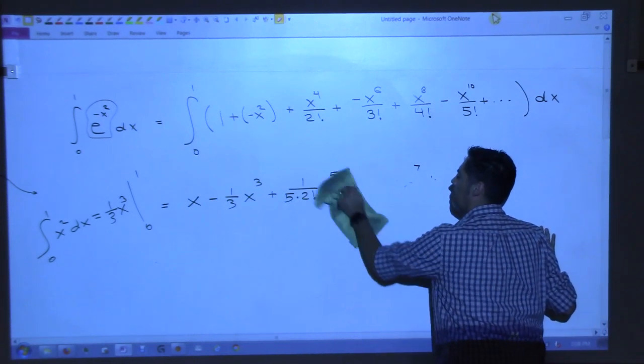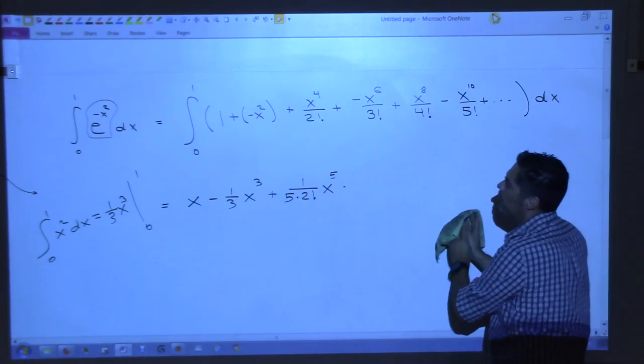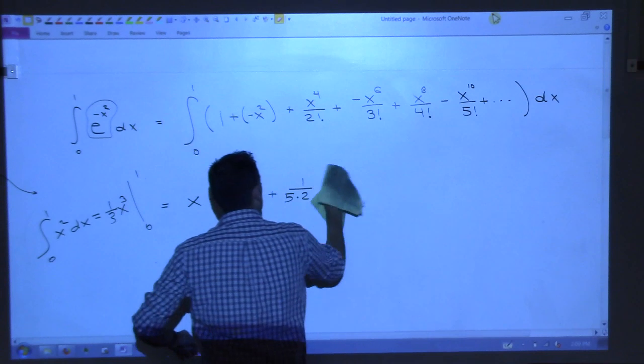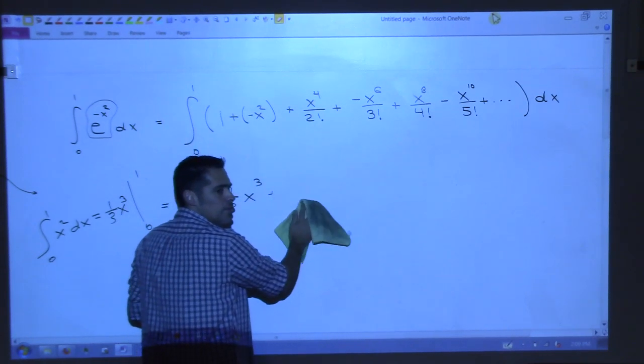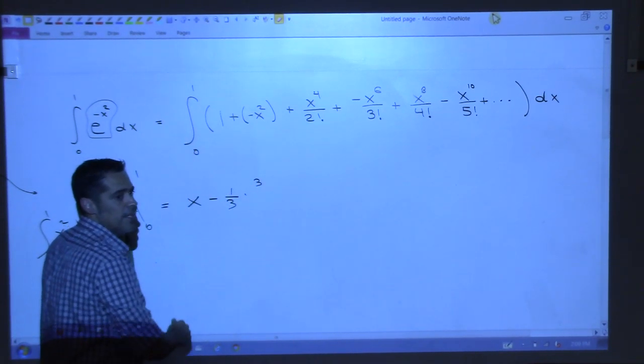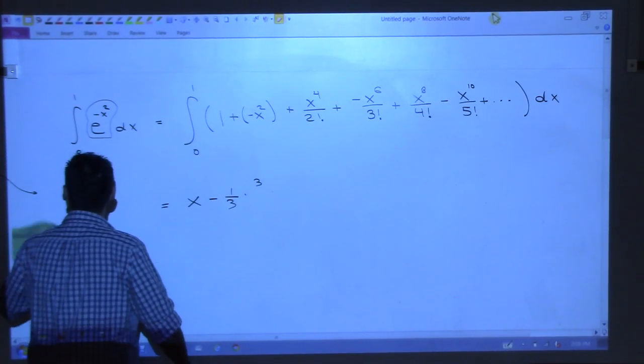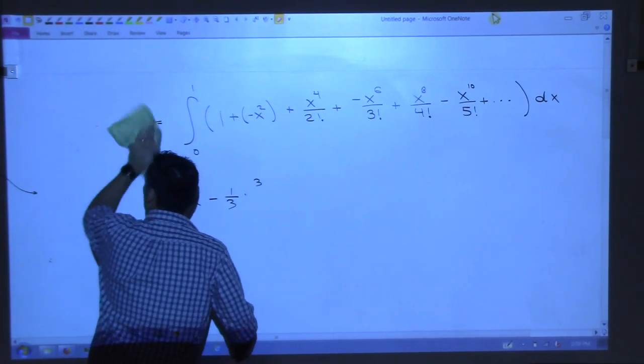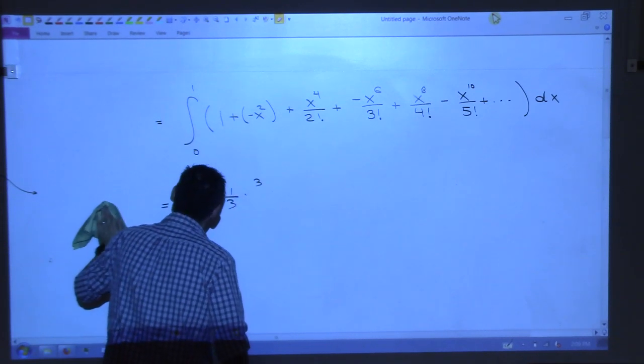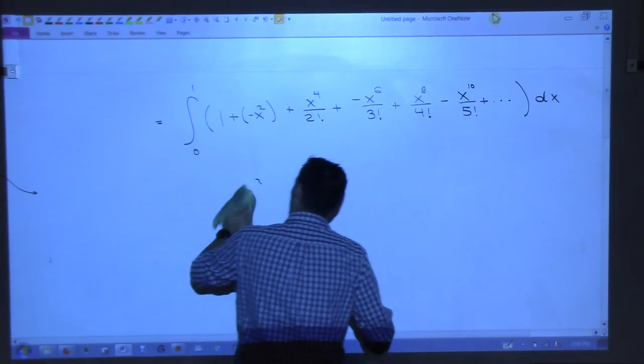How would you expand that? The 7, 3 factorial. 3 factorial would be 3 times 2 times 1, and then times 7. Yep. Okay. It's harder than it looks.